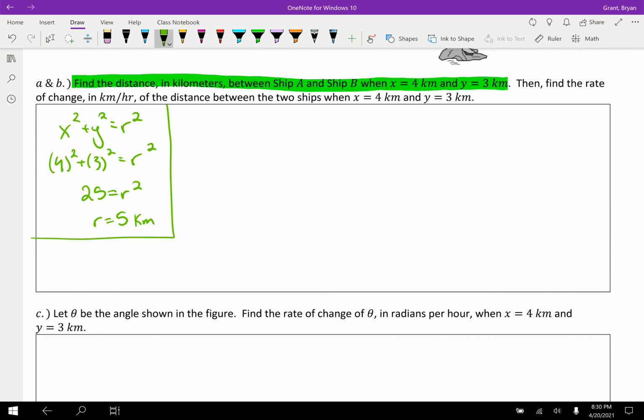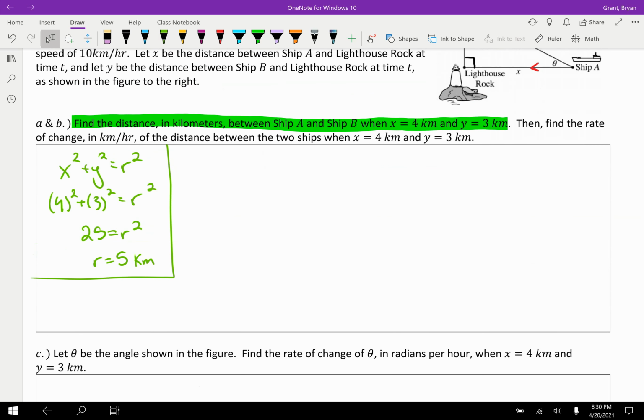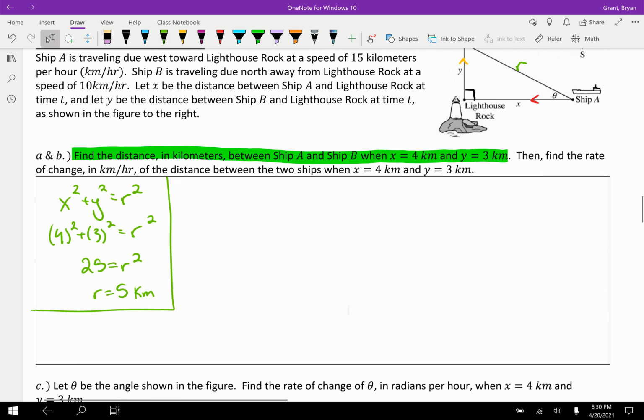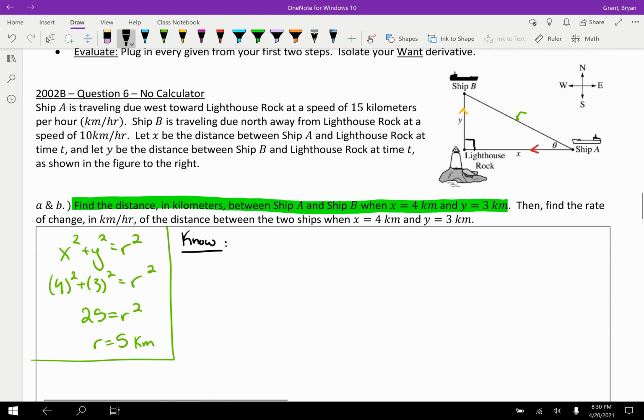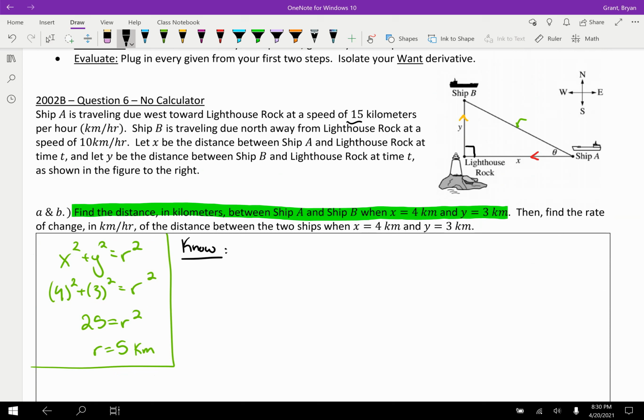Now, kilometers per hour. This is where things get a little bit tricky. So this is related rates, rate of change. Let's start with what we know and then what we want. The knowns. What rates do we know here? Well, we know ship A is traveling at a rate of 15 kilometers per hour. Okay, and how do we write that? Well, ship A is this x right here. So the distance x is changing, dx/dt, at a rate of 15 kilometers per hour.